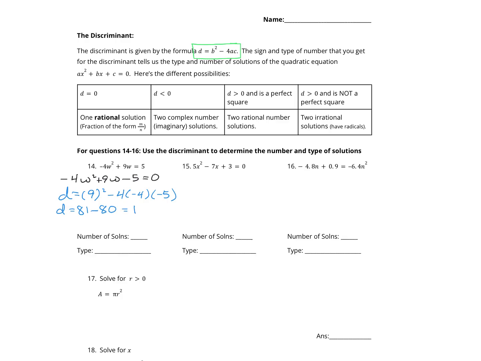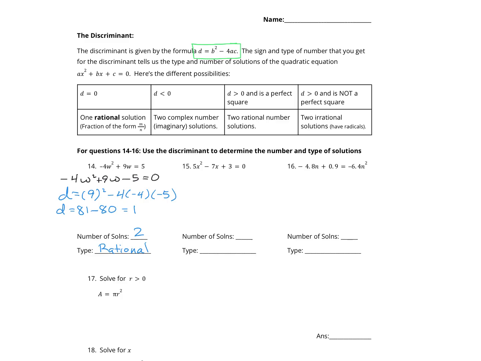Now I go up to my little chart up at the top and say, well, how does 1 qualify? What kind of number is it? Well, we know it's greater than 0. And we know it's a perfect square because 1 squared is 1. Because of that, we're going to get two solutions. And again, that's what's important here. Two solutions, and they are rational numbers. Which means that if I was to solve, I would have no square roots in the final answer. And I wouldn't have i's either. I would just have plus or minus fractions. They're nice, clean numbers.